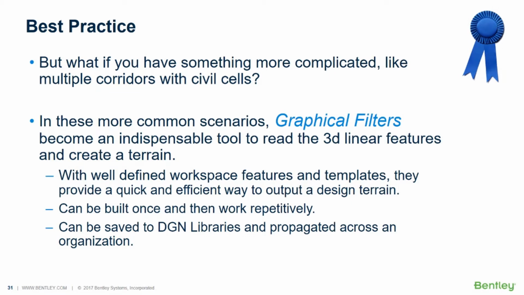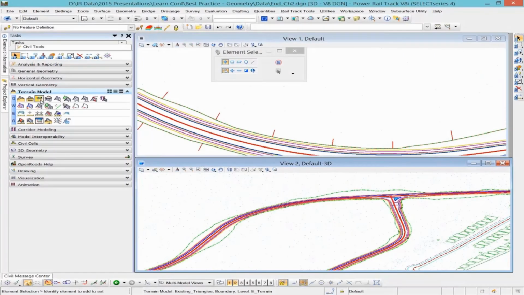Now the question becomes, what if you have something more complicated, like multiple corridors with civil cells and things like that, which is a much more common scenario? Well, in these scenarios, graphical filters really become an indispensable tool to read those 3D linear features and create a terrain. If you've got a good, well-defined workspace and templates, where we know things are going to be drawn a certain way every time, we can pre-build these graphical filters. We can build them one time, and they'll work over and over. You can save them to DGN libraries and propagate them across an organization.